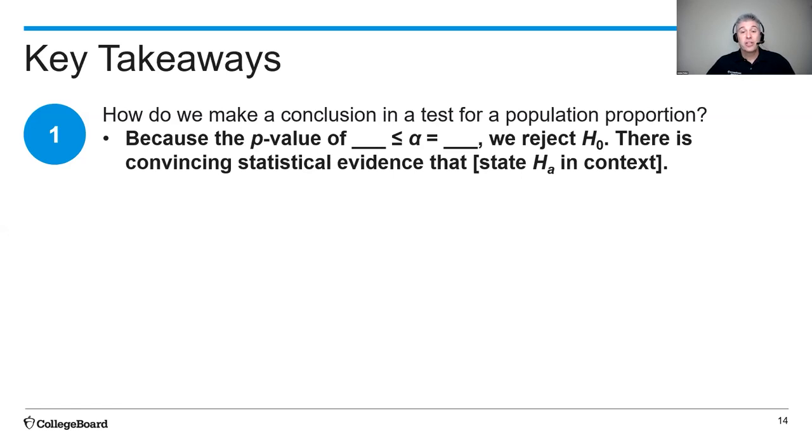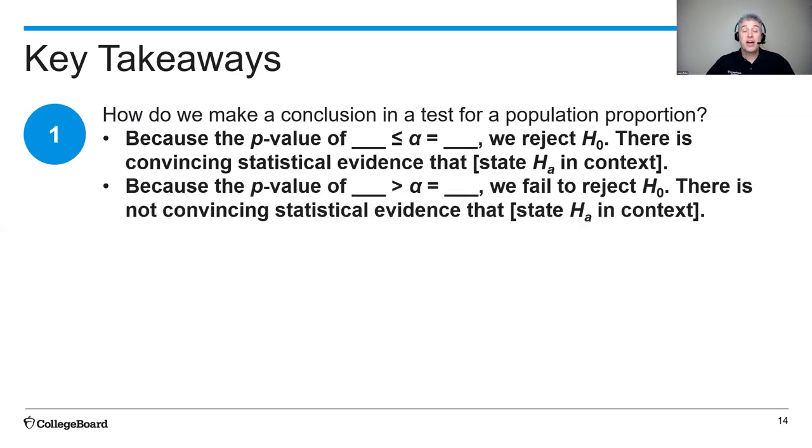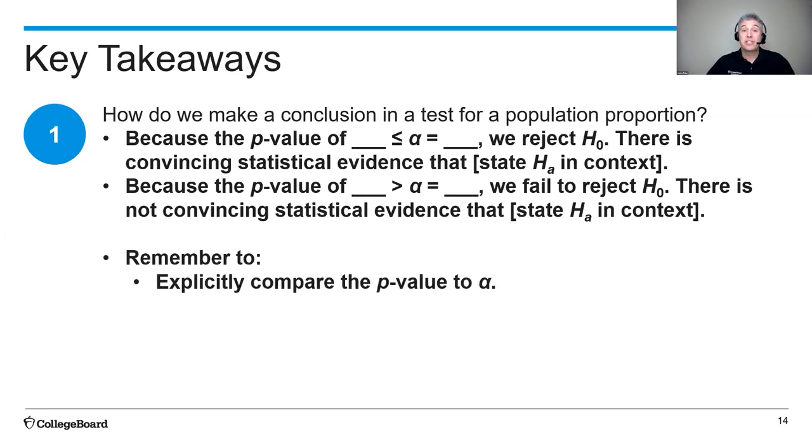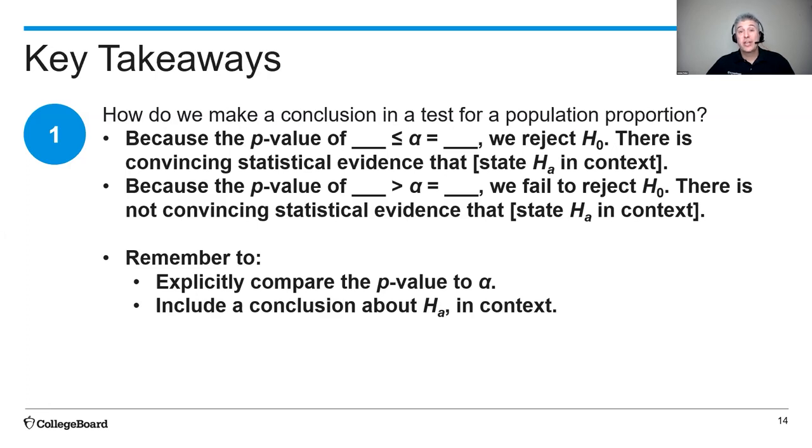The other conclusion is what we get when we have a p-value that's larger than alpha. We'd say because the p-value of whatever the number is greater than alpha, we fail to reject the null. And then there's not convincing statistical evidence that the alternative is true. And there you'd fill in with the alternative hypothesis in context. Remember, when you're making a conclusion, to explicitly compare the p-value to alpha by saying greater than or less than. Also, make sure you're making a conclusion about the alternative hypothesis and that you're doing it in context.